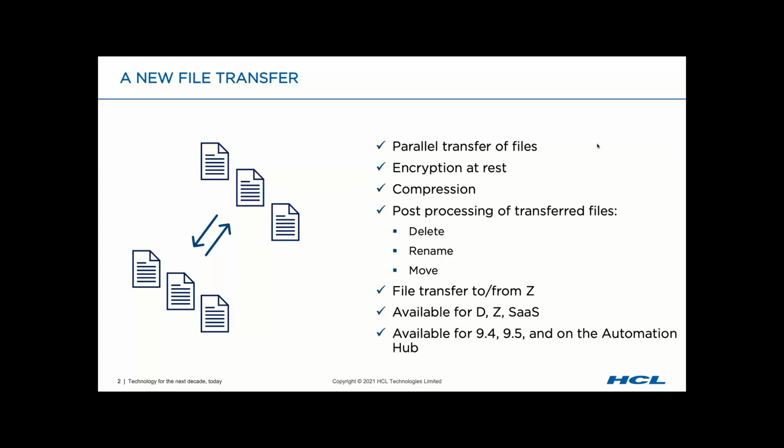On the Automation Hub, we're publishing all the latest versions of the plugins. So even if you're running 9.4, you can still get the latest version of the plugin. Just go to the Automation Hub and download the plugin, then you can install it.